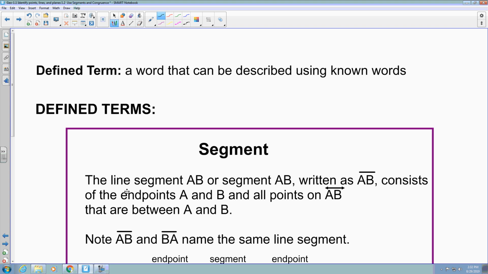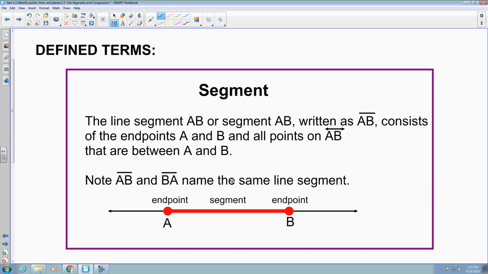Defined terms are words that can be described using known words. A segment is part of a line. In this case, we have line segment AB, which can also be written as a symbol. Line segment AB consists of an endpoint A and an endpoint B, and all the points on line AB between A and B. Anything between the endpoints is the line segment. Another note is you can flip the letters and it has the same meaning.